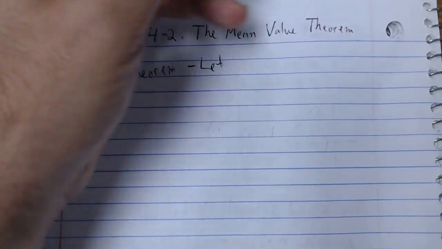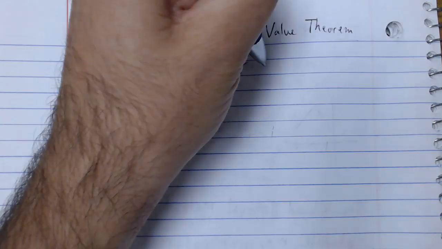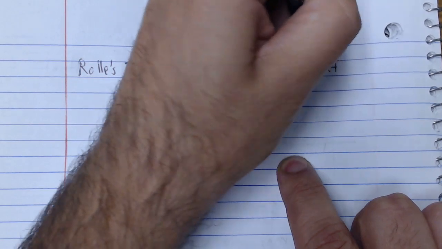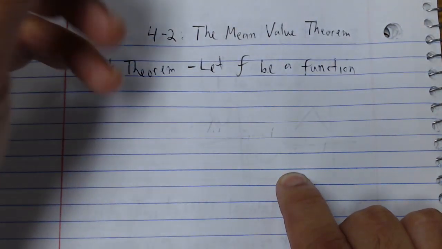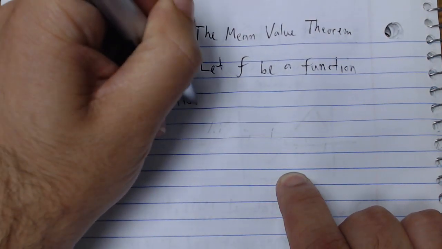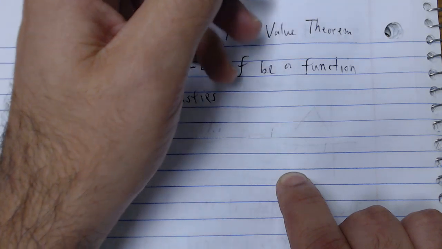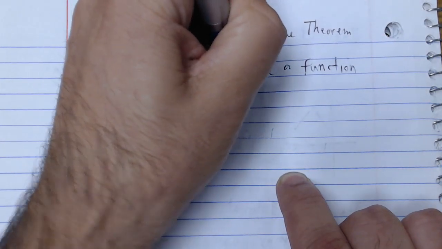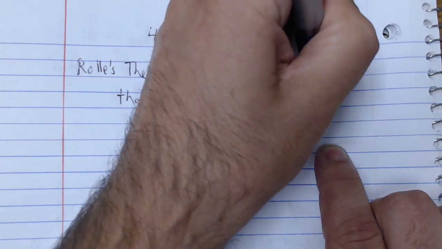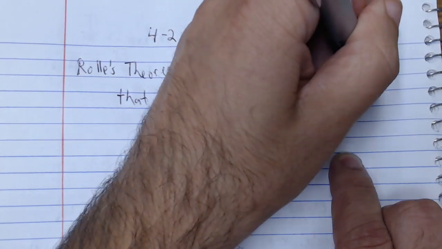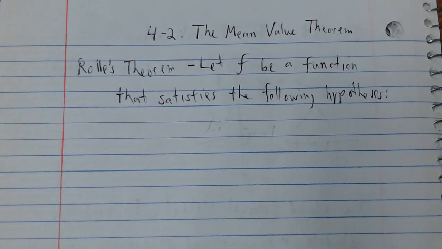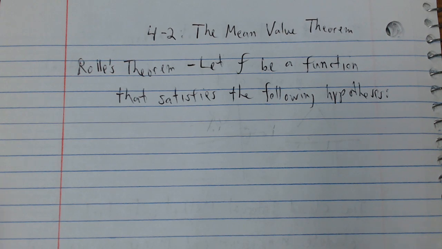Rolle's theorem says let f be a function that satisfies the following hypotheses. So once again, it's important to point out that in order for us to be able to use Rolle's theorem, we need these three conditions satisfied.